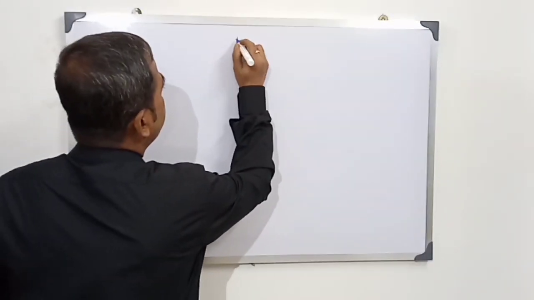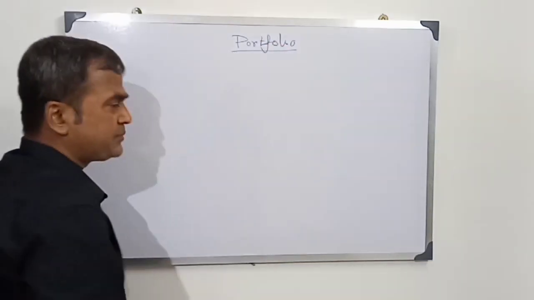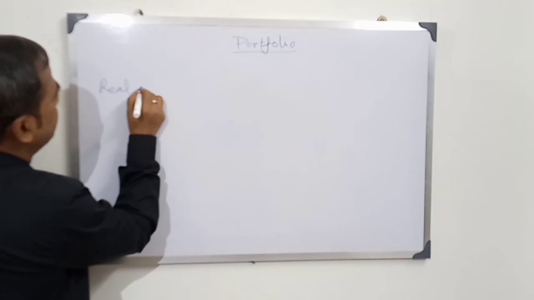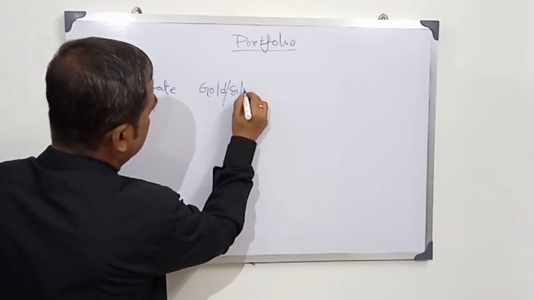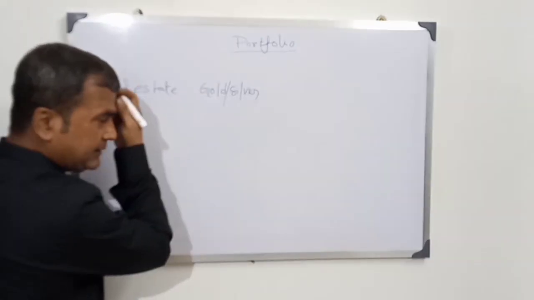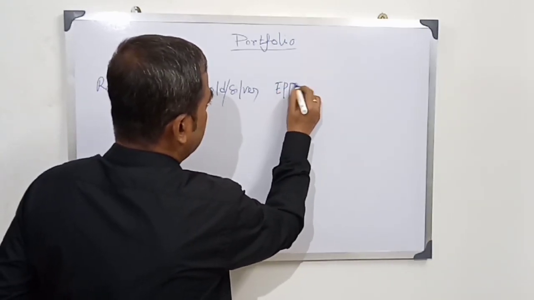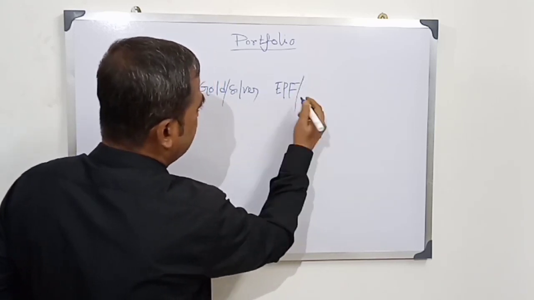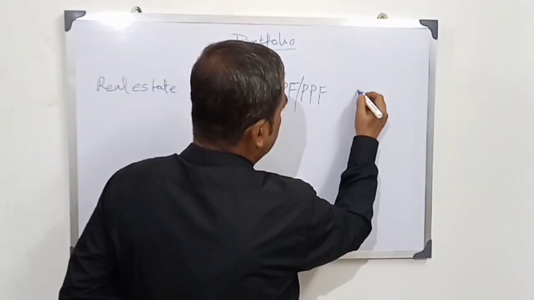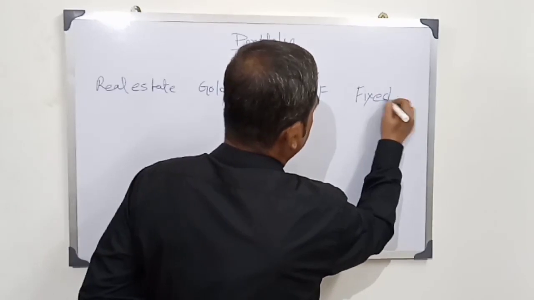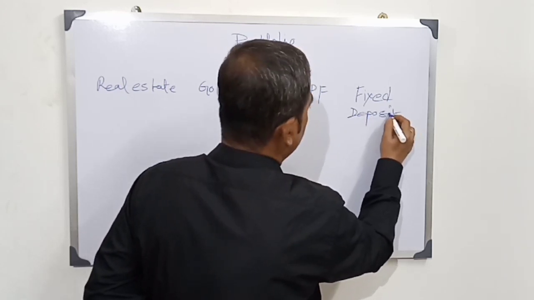If I say portfolio, this portfolio may be your real estate, maybe your gold or silver. This is physical, this is also physical. Then say EPF, Employees Provident Fund, as well as I can compare this with PPF, Public Provident Fund. After this, I can say fixed deposit, or FD, deposit with a bank obviously, or company deposit might be.